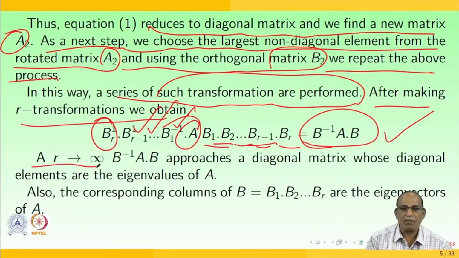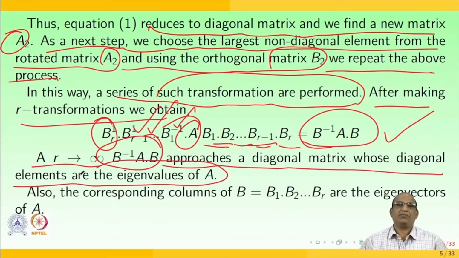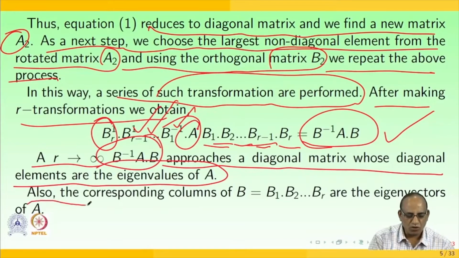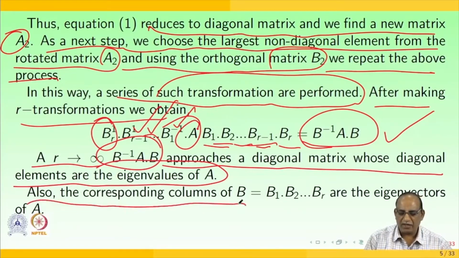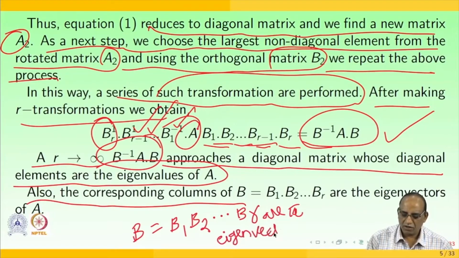As r approaches infinity, B inverse AB approaches a diagonal matrix whose diagonal entries are the eigenvalues of the matrix A. Also, the corresponding columns of B, that is B equals B1, B2, ..., Br, are the eigenvectors of matrix A.